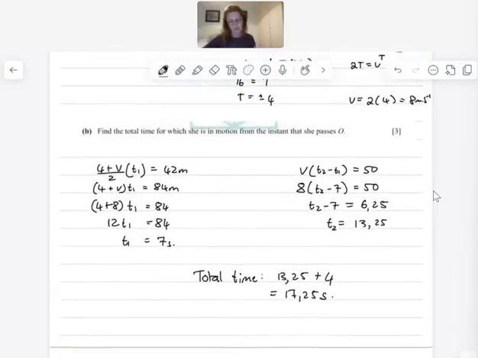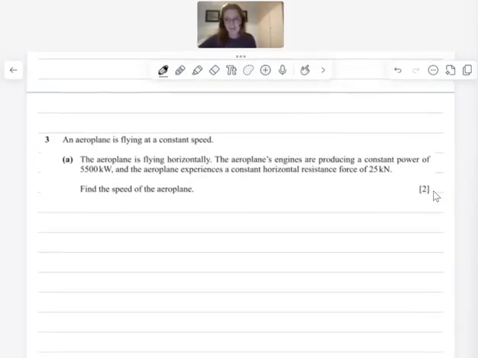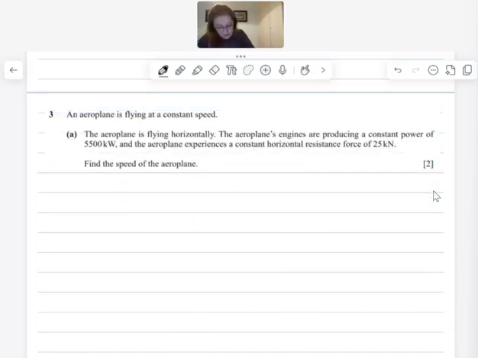Yeah, so it might not have been the cleanest method, but we got there. Okay, let's take a look at our third question. So here we have an aeroplane flying at a constant speed. I haven't seen an aeroplane before in a mechanics paper, so that's quite cool. There's an aeroplane flying at a constant speed.